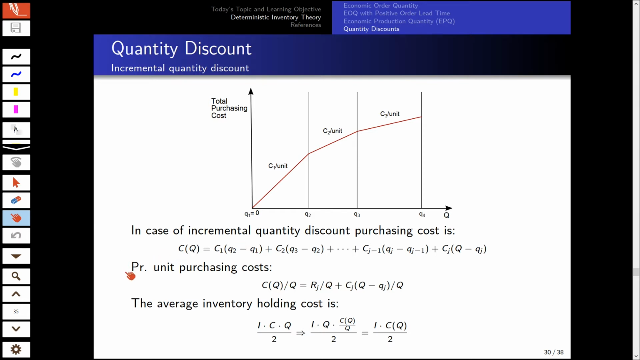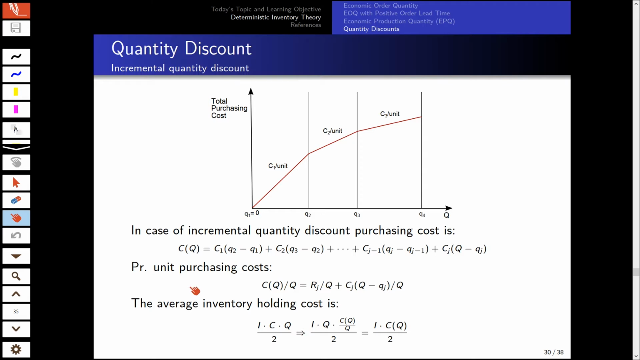To adjust our total cost function, we want to have the per unit purchasing cost. So we need to divide our purchasing cost by Q. And we redefine these intervals now with a new term, so we need a new denotation, that is R_j, which is given by this range. And then we get the per unit purchasing cost as follows.